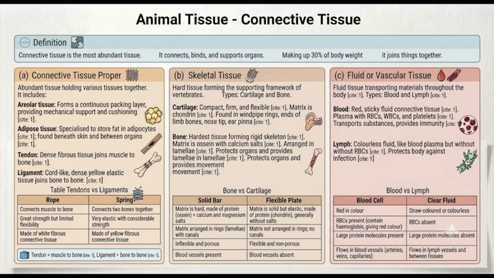Fluid or vascular tissue. This is the fluid tissue that keeps moving throughout the body, transporting materials such as nutrients, waste, hormones, and gases, and helping maintain body temperature. It is of two types, blood and lymph.